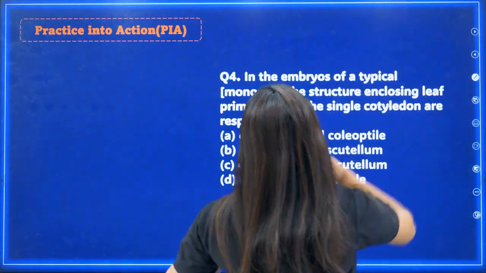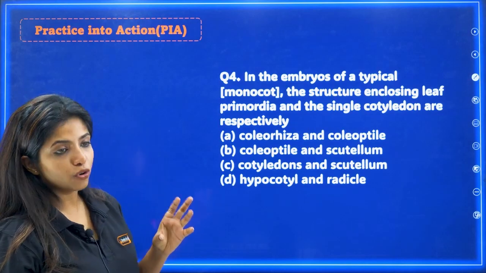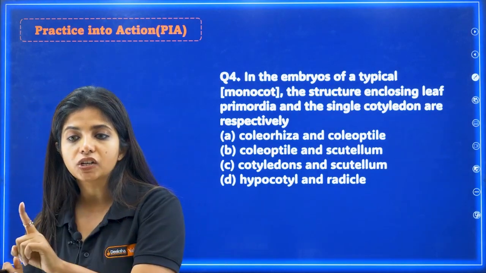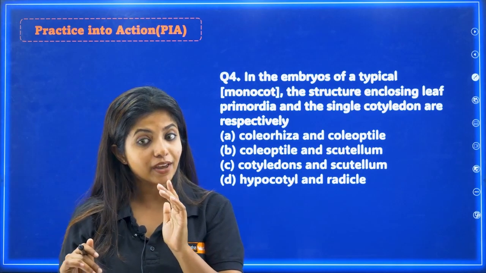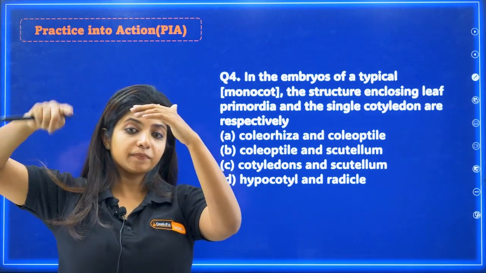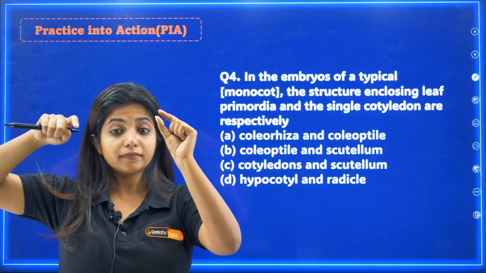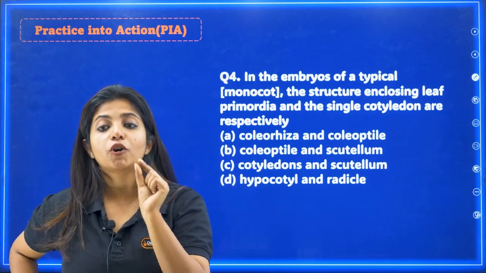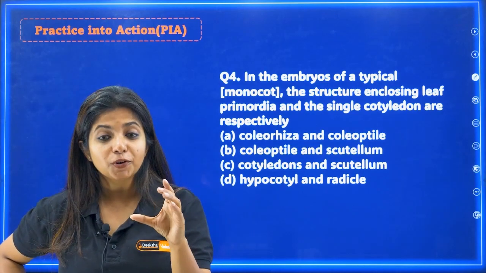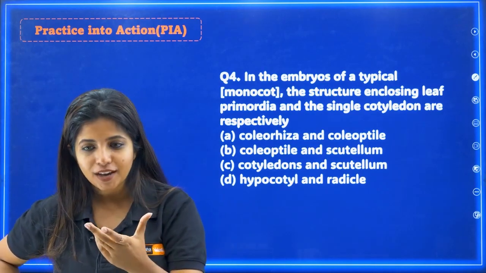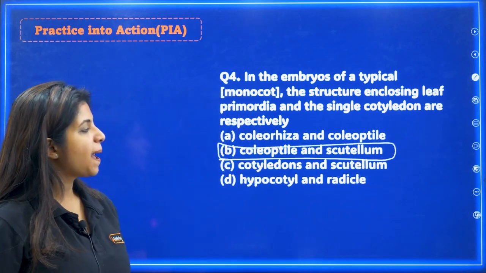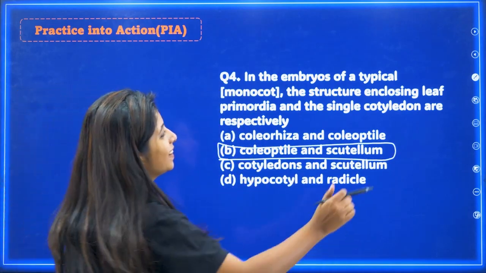Next question. In the embryos of a typical monocot, the structure enclosing the leaf primordia and the single cotyledon are, respectively. Remember, where is the leaf primordia? You had the plumule, the leaf primordia, and at the top covering the plumule, what do you have? It has P in it, coleoptile. Okay, that is coleoptile. And the single cotyledon in the monocots, the cute name, scutellum. So coleoptile and scutellum becomes your answer. Your answer is B.